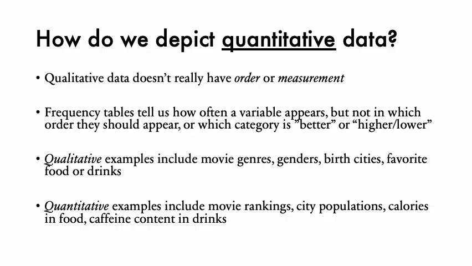Just as a reminder, qualitative examples are things like movie genres, genders, birth cities, the cities that you were born in, your favorite food or drinks. All of these are qualitative. Quantitative would include things like rankings, populations, calories, caffeine content. Stuff like that would all be examples of quantitative information.